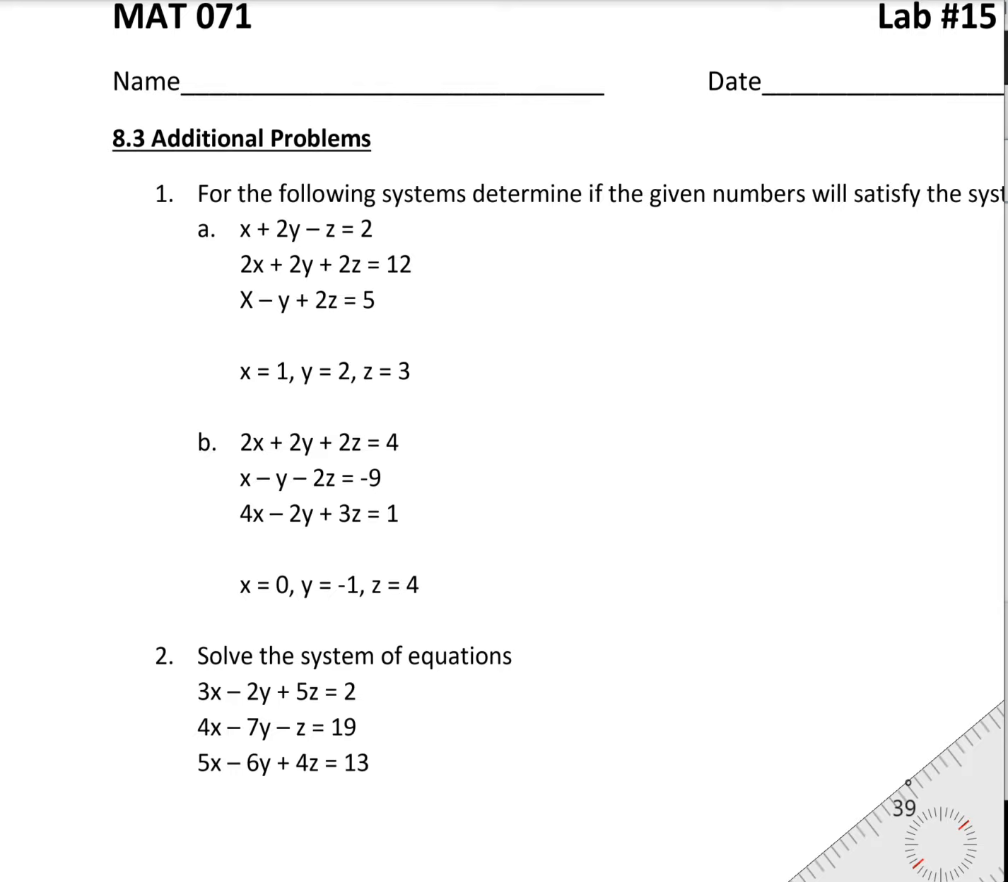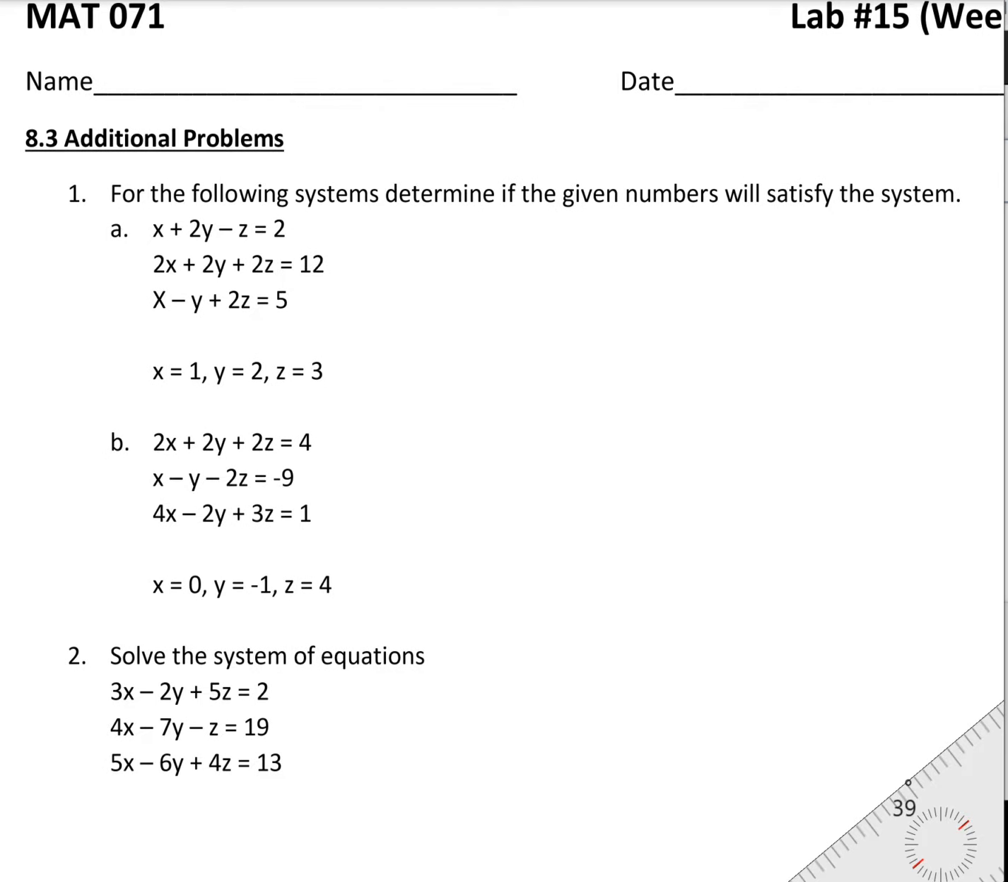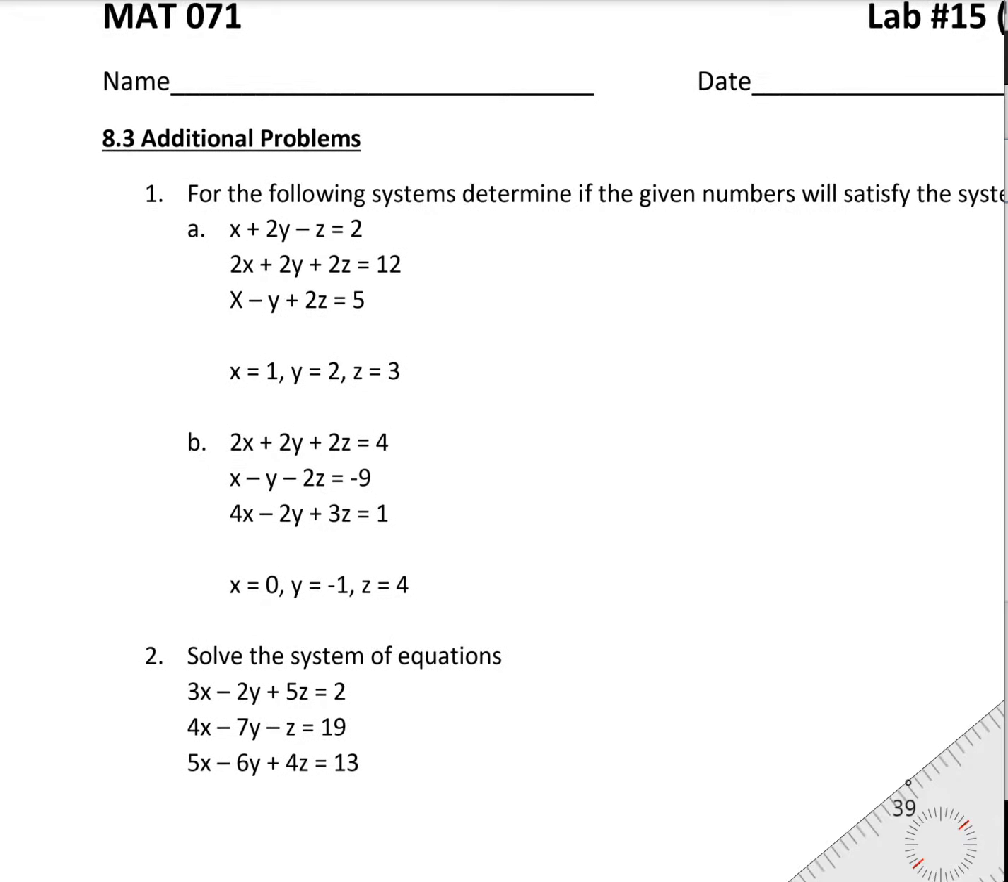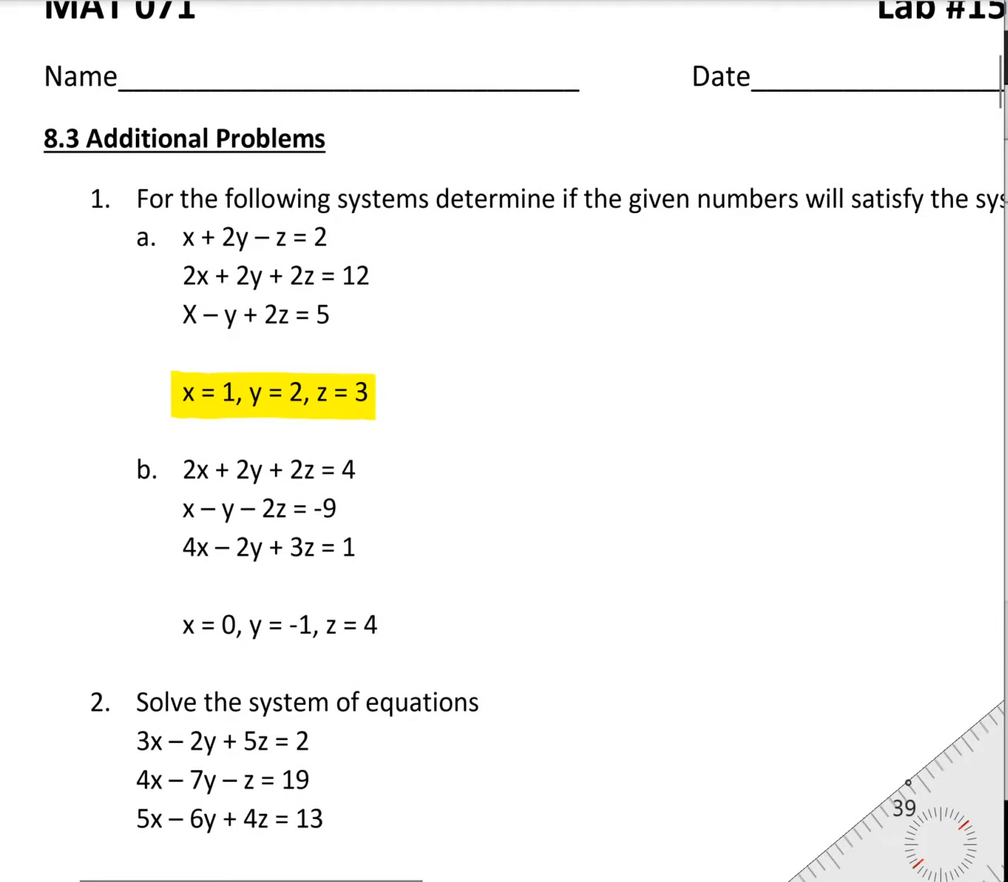Looking at the very first question for A and B, it says, for the following systems, determine if the given numbers satisfy the system. So our given numbers are 1, 2, and 3. All we have to do for this, it's nice and simple, plug them in. But here's the thing, plug them into each one. So we're just going to systematically go through and replace x, y, and z with these numbers.